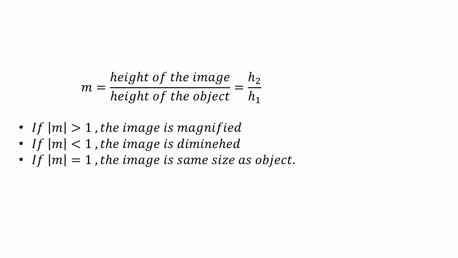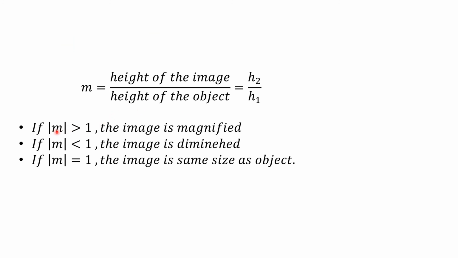Now finally, m is your linear magnification, which is the ratio of the height of the image to the height of the object. Height of the image is denoted by h2, height of the object is denoted by h1. If I write mod m, this mod means we are considering only the numerical part. Suppose I write -2 or +2, it does not matter. If I put a mod sign, then I am considering only the magnitude of a positive or a negative quantity, so only the numerical part.